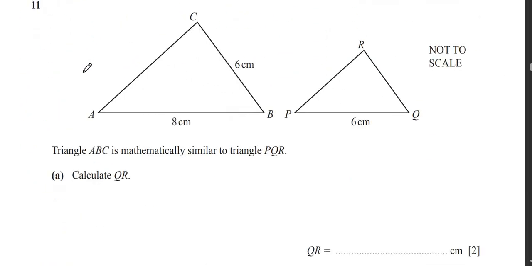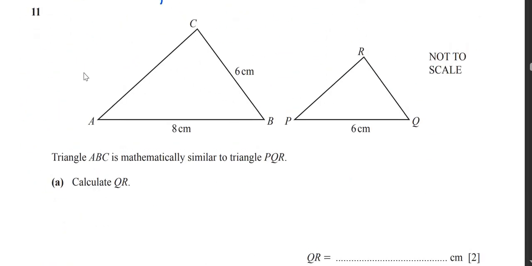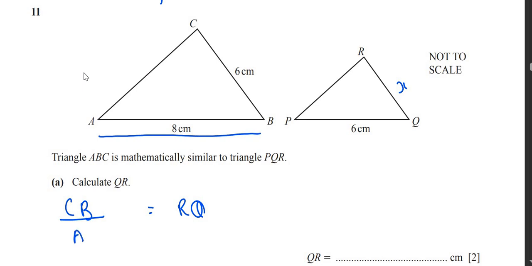Moving on to the next question. Triangle ABC is mathematically similar to triangle PQR. Find the value of QR. So let's call this x. Look, similar sides are equal, which means CB over RQ is equal to, taking another side of the big triangle, AB over PQ. CB is 6, AB is 8, RQ is x, PQ is 6.